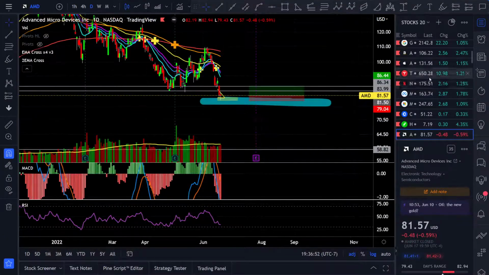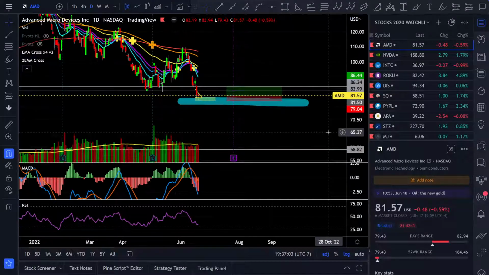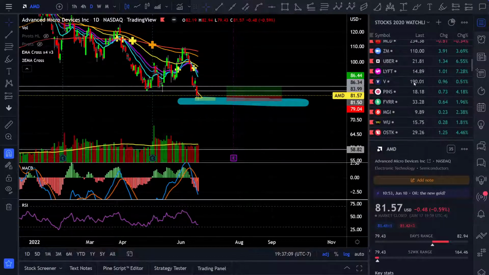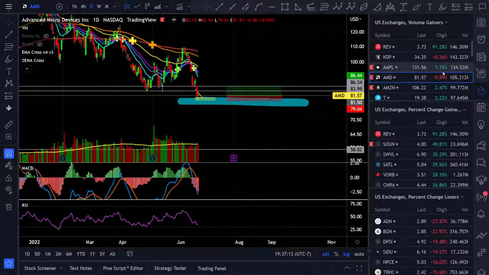All right, let's do one more. What else on here? Refresh the chat. All right, let's just look at this. Let's look at a big volume mover from last time. I know Revlon has been going crazy.